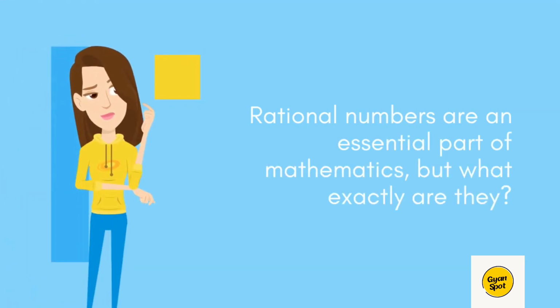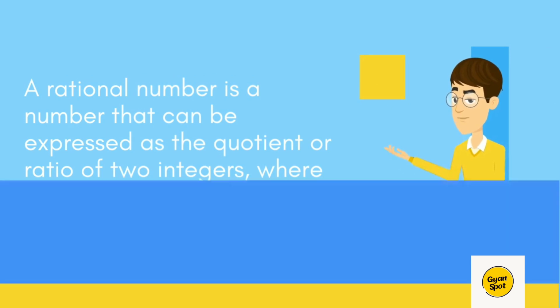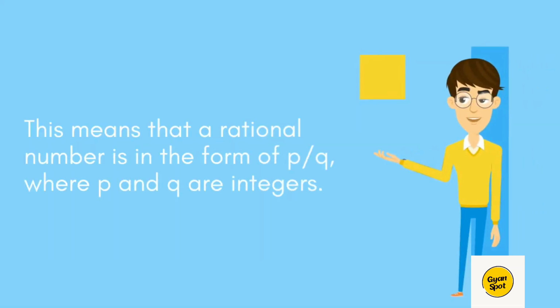Rational numbers are an essential part of mathematics, but what exactly are they? A rational number is a number that can be expressed as the quotient or ratio of two integers, where the denominator is not equal to 0. This means that a rational number is in the form of P/Q, where P and Q are integers.